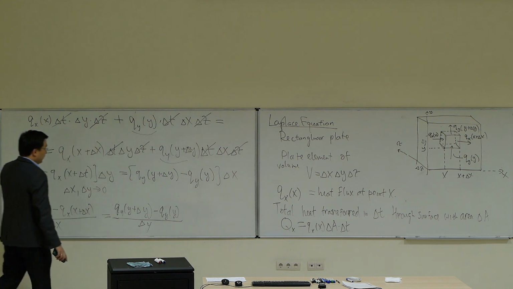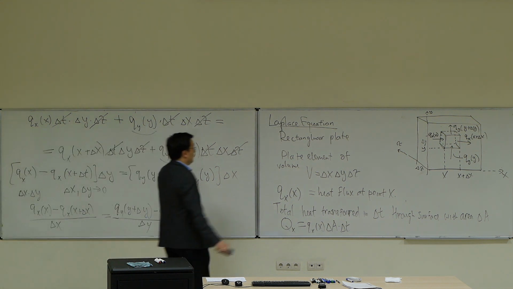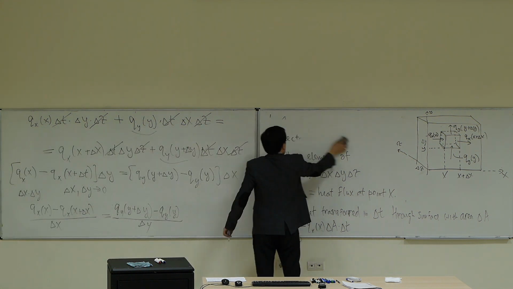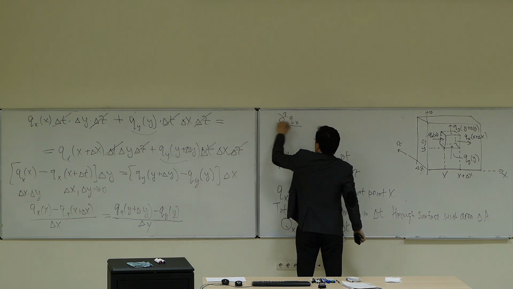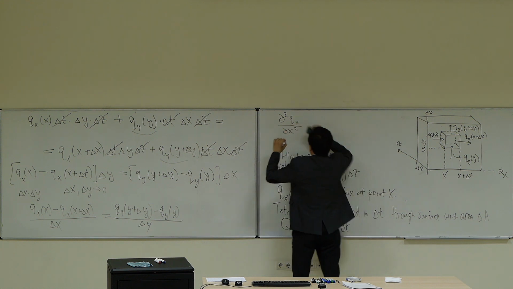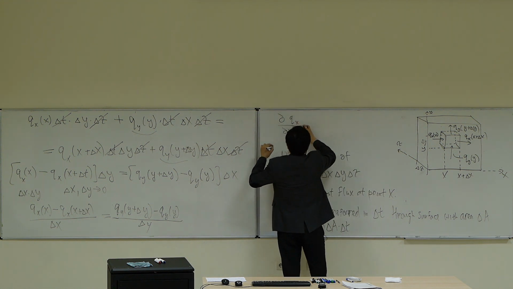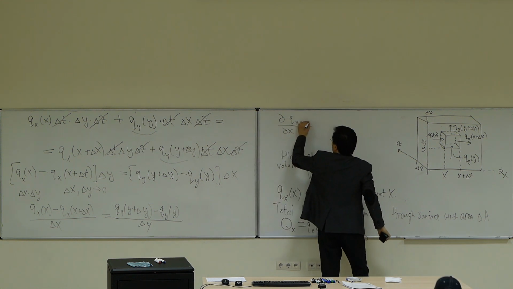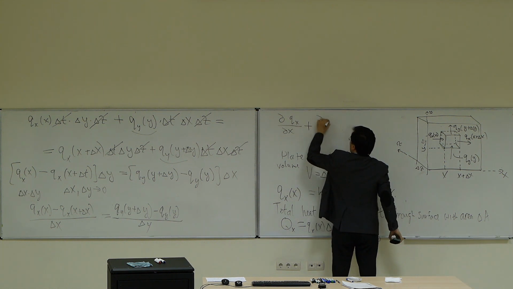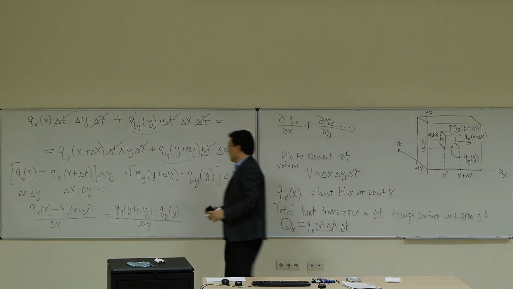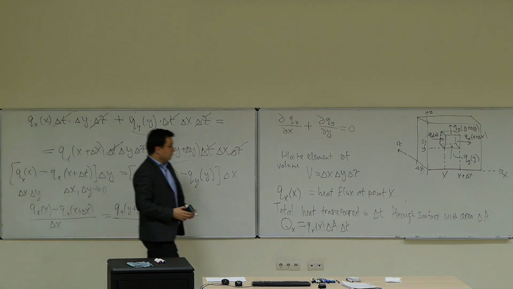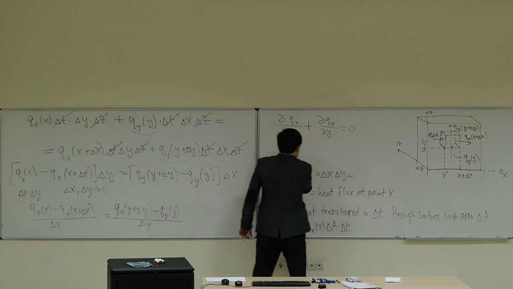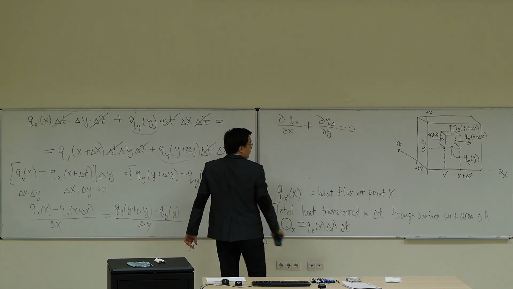All right, so if I take the limit where delta y and delta x are infinitely small, I get a very simple equation. The derivative of qx with respect to x, not second derivative, first derivative of course, plus the derivative of qy with respect to y is equal to 0. What I did is basically I moved this guy to the right-hand side, so everything becomes plus. Okay, so we are not there yet.